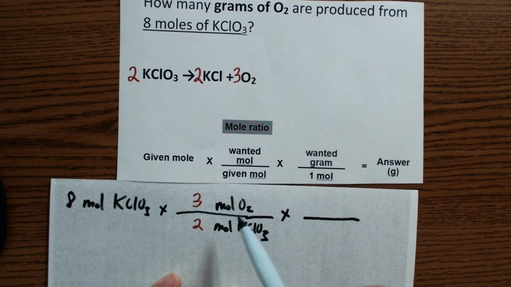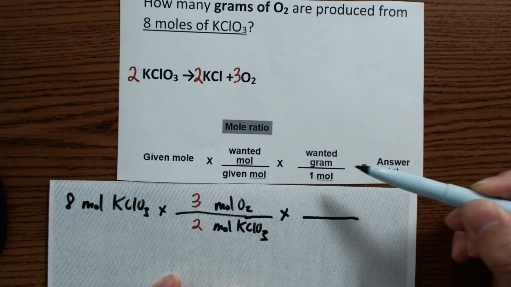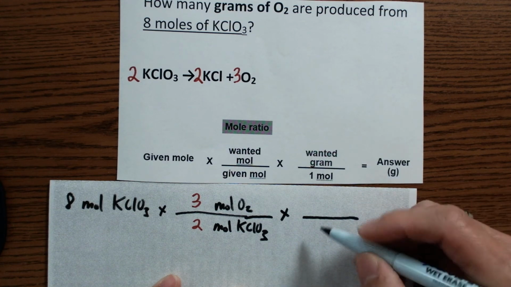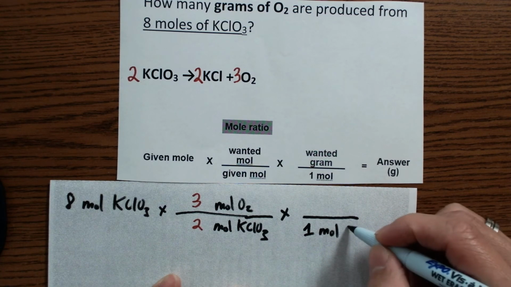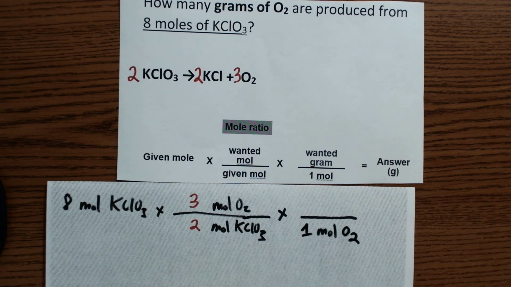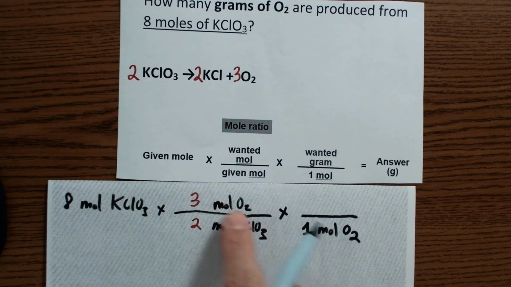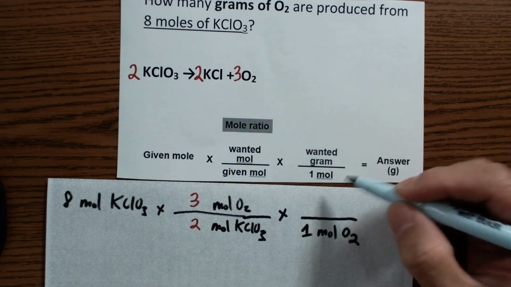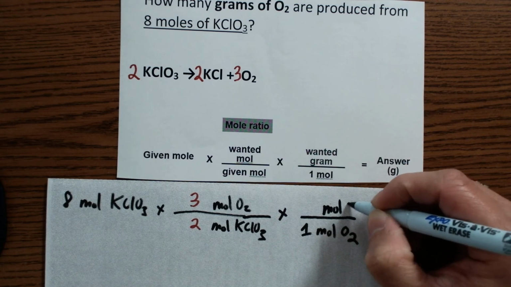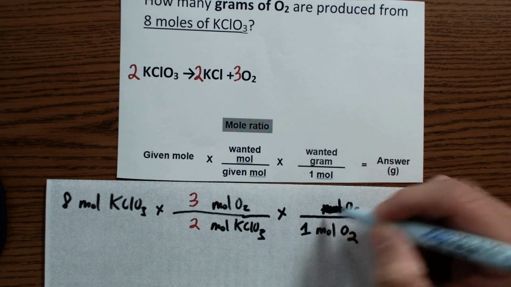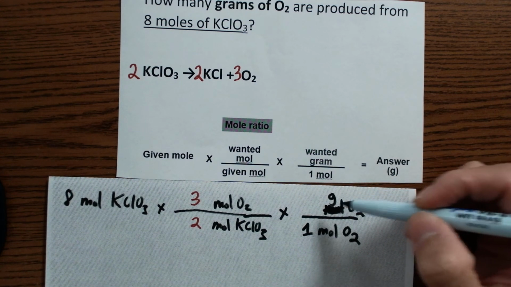From here, I need to convert moles of oxygen into grams of oxygen. That's why I set up the wanted on the top and then 1 mole at the bottom. This 1 mole here is always going to be the same. It's always going to be 1. But the compound will change, depending on what you have up here, because you want to cancel it out diagonally. Then your wanted grams is going to be... I'm sorry, this will be grams of O2 on the top. So this part here would be the molar mass of oxygen.